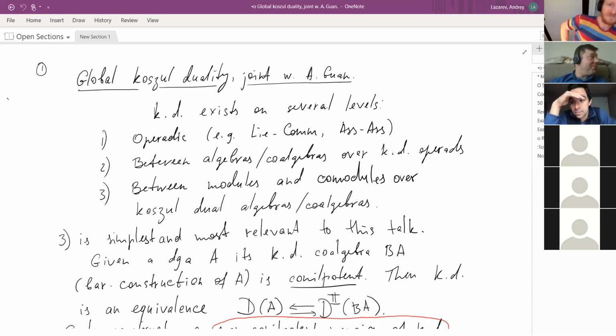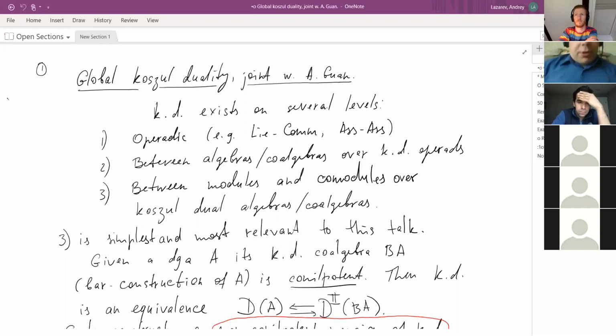Please start. Right, just a small correction, Lancaster University, but it's close enough, some 50 miles from Manchester. Right, yeah, thank you very much for giving me this wonderful opportunity, first time for me. I'm sure there will be some hiccups, but nothing I'm sure that we couldn't handle. I'd like to talk about global Koszul duality, which is my joint work with my PhD student, Ai Guan.